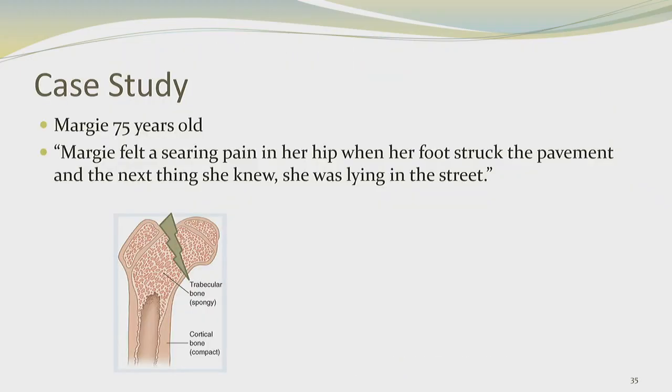So this is the case study I was referring to. It is in your recommended textbook reading. So Margie is a 75-year-old, and she felt a searing pain in her hip when her foot struck the pavement, and the next thing she knew, she was lying in the street. So I think the story is about her taking a walk, and then as she tried to step up on the pavement, that's when she had the pain happening. And the pain was as a result of having a fracture.